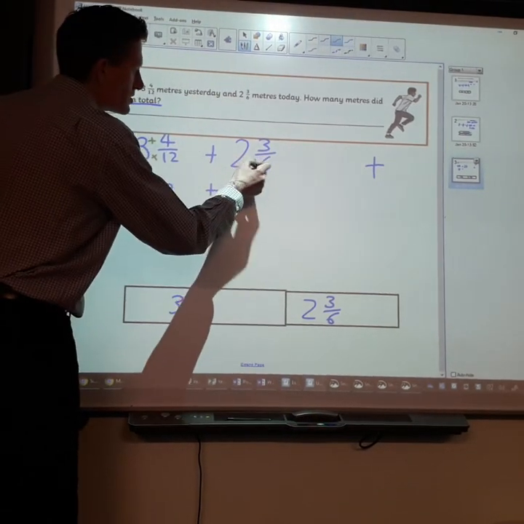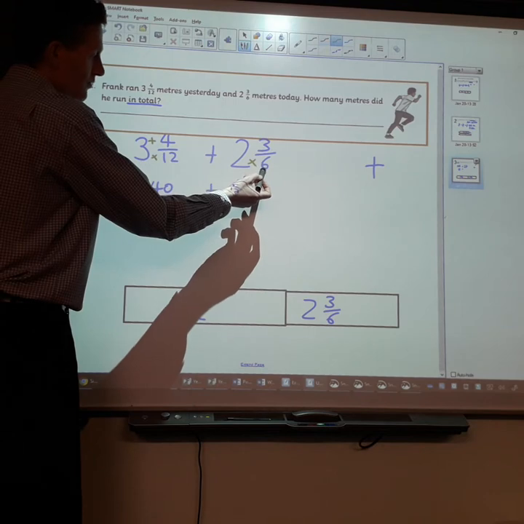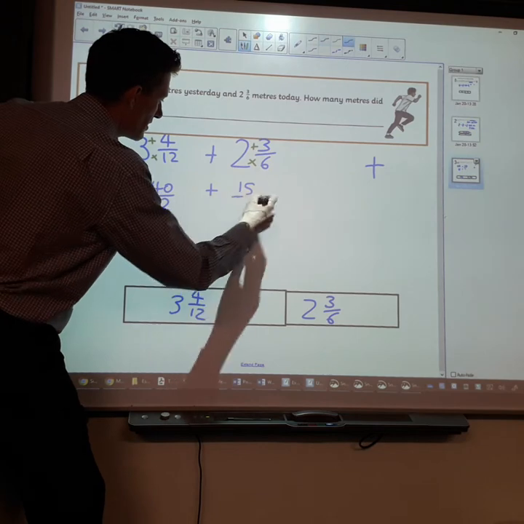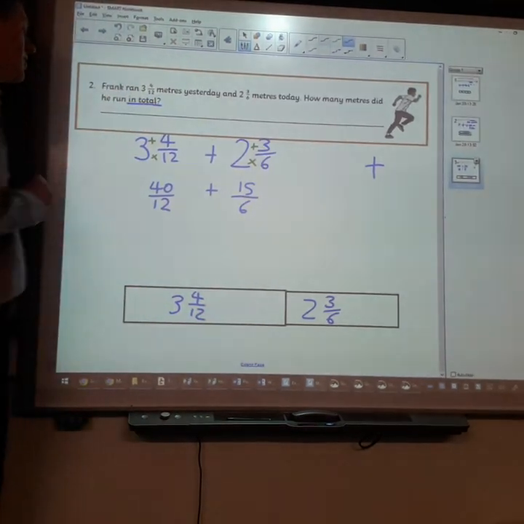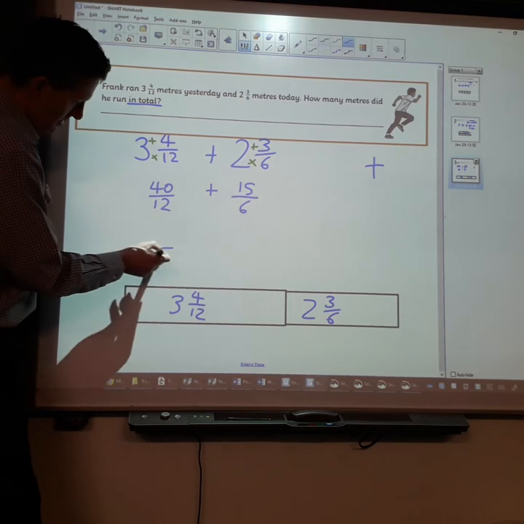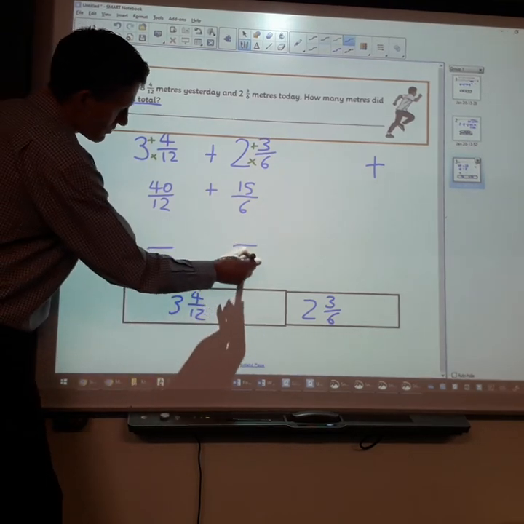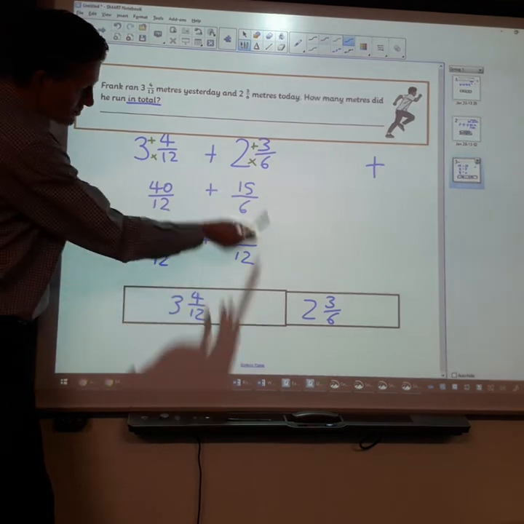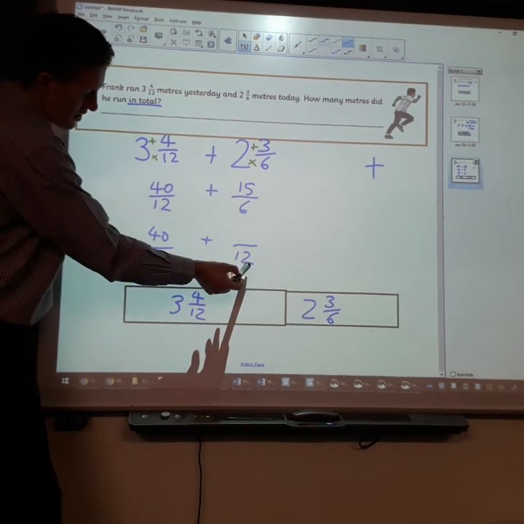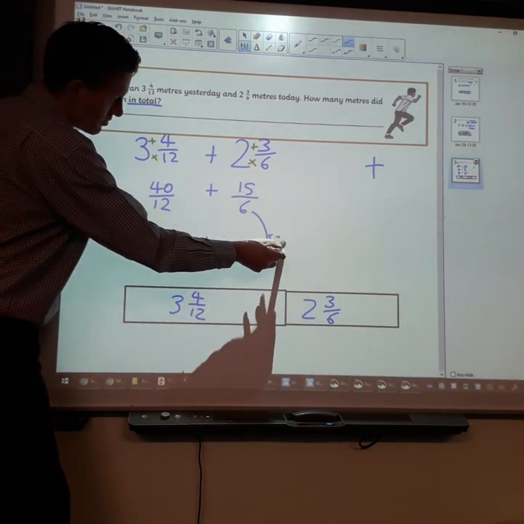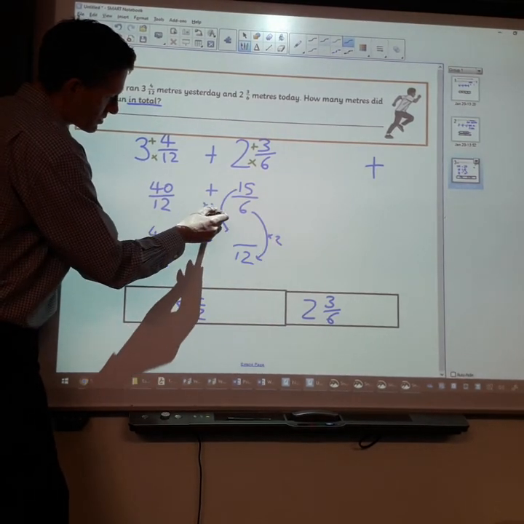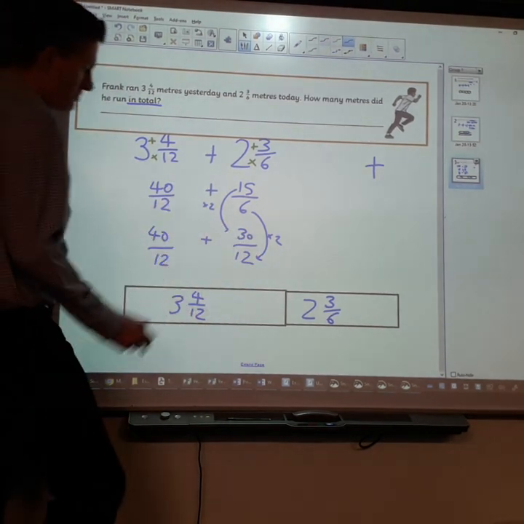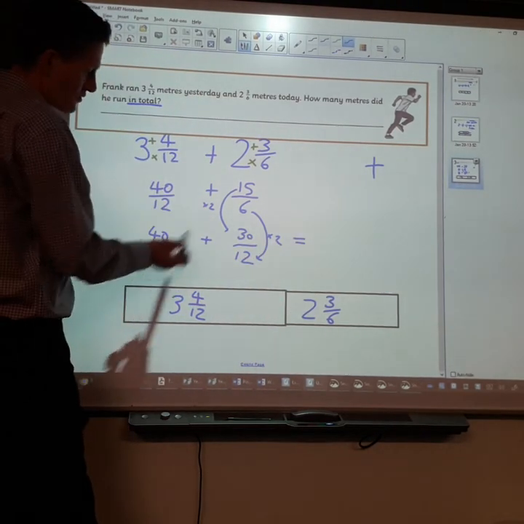Okay, and we'll do the same to the other one. So we're going to do 2 times 6 is 12, add on the 3 is 15, so that's 15/6. Okay, so now we're looking for a common denominator. We should be able to see that it's 12. So this one stays the same, 40/12, and this one, how do you get from 6 to 12? You double it, so you times the top by 2, which will give you 30.